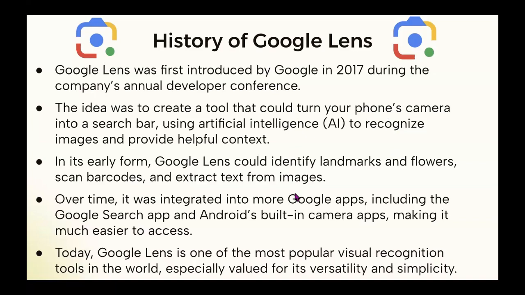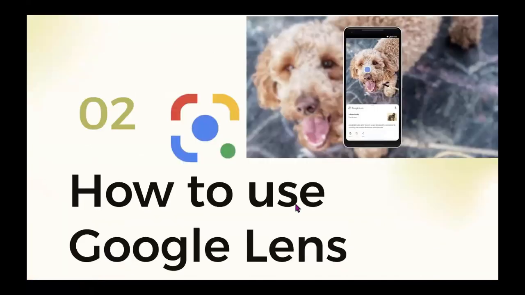But over time, it's been integrated pretty well into more Google apps, including the search app and Android's built-in camera apps. So that just helps increase its accessibility. And today, Google Lens is one of the most powerful visual recognition tools in the world, which is in particular valued for its versatility and simplicity.